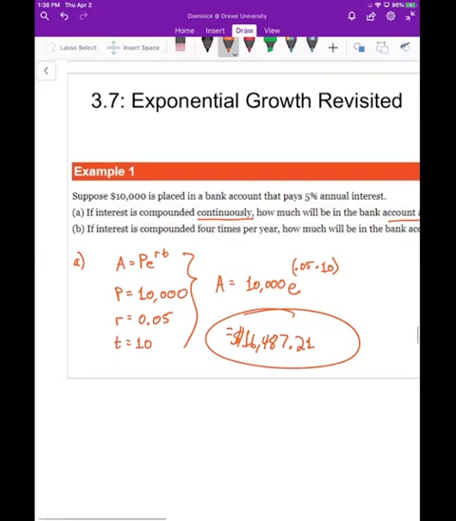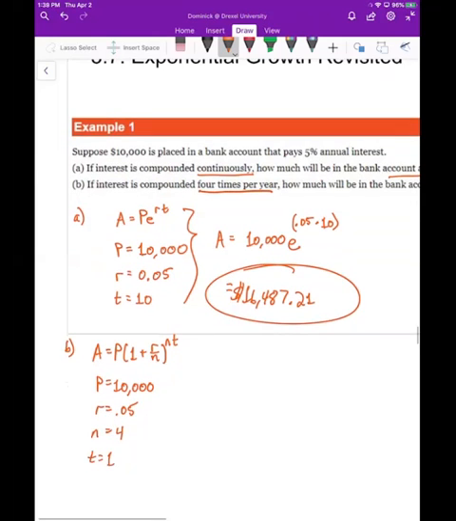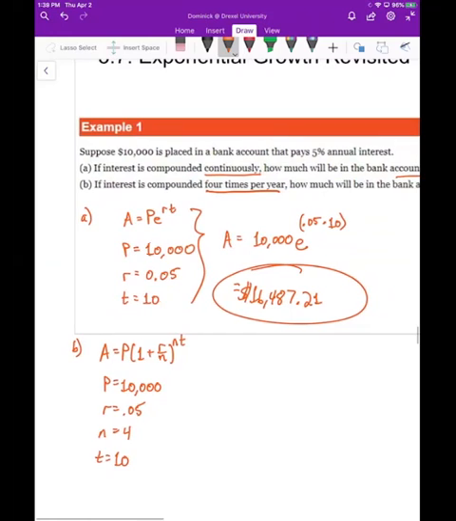Now in part B, we want to compare this to compounding 4 times per year. So now we're back to A is equal to P (1 plus r over n) to the nt. P, of course, is 10,000. r is 0.05. n is now 4, since we're compounding 4 times per year. And t is still 10, I believe, right? Yes, it's still 10 years. So with all this in mind, our final amount is going to be 10,000 times (1 plus 0.05 over 4) to the 4 times 10.